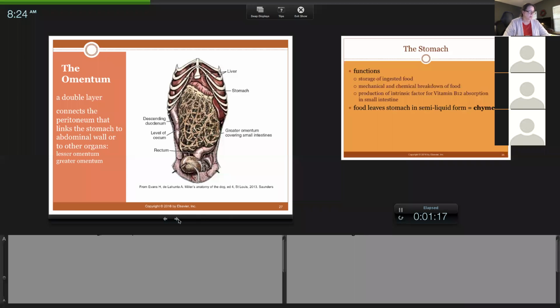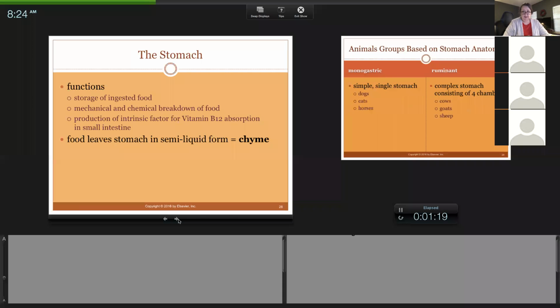So we're going to start with the stomach, and I'm going to start with what I call the monogastric stomach, which is a species that has one stomach. We are monogastric. Dogs, cats, horses are monogastric, meaning we have one stomach. The stomach will store food, so it's a storage container, but the big function is the mechanical and chemical breakdown.